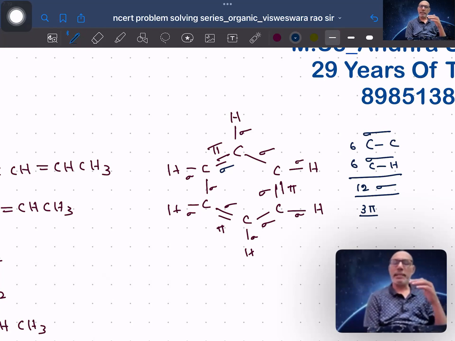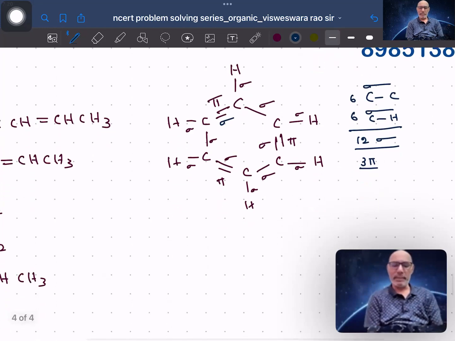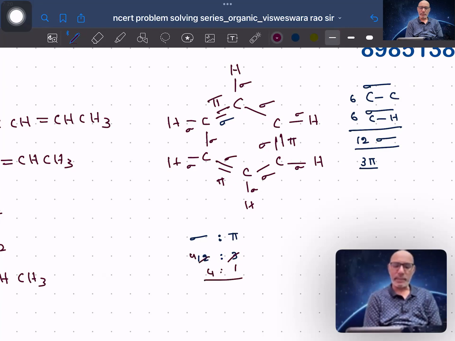So generally, if a paper setter converts this information given in the NCERT into a question, he may ask, what is the ratio of the sigma bonds and pi bonds in the benzene ring? Like that, you can frame a question. The ratio of sigma bonds and pi bonds is simply 12:3. 12:3 you can easily simplify, that is 4 times, that is 4:1. So the sigma bond to pi bond ratio is 4:1, or pi bond to sigma bond ratio is 1:4. Like that they can ask.